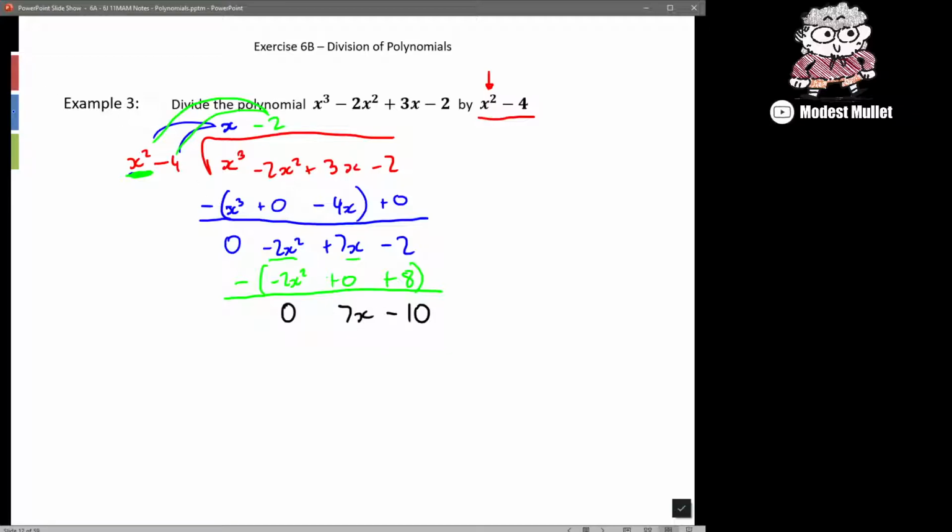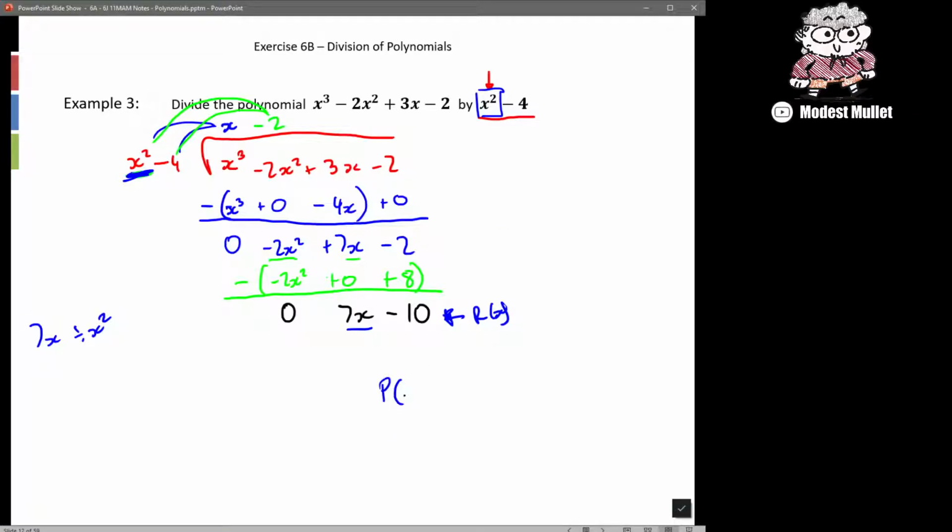Now we try and do the same thing again. Use my x squared, the magic term out the front. Can I divide 7x by x squared? I can't. And this is a sort of weird thing. This is what happens when we're dividing by a quadratic, this linear term cannot be divided by x squared. We can't do 7x divided by x squared and get something nice to go up here. So that's as far as we can go. This is actually a remainder.